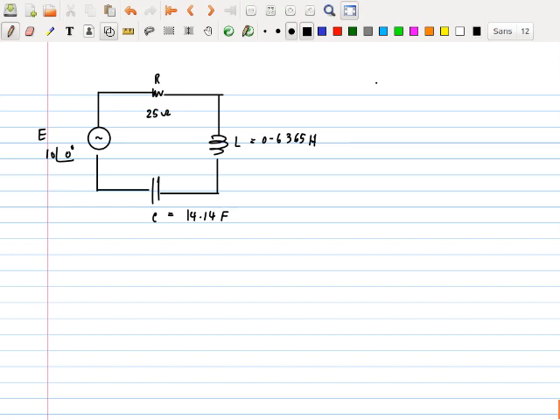14.14 farad. And they give you the frequency as 60 hertz. Right? Which means what? Frequency 60 hertz means omega is what? 2 times pi times f. That turns out to be 377 radians per second. Now we have to transform this into an AC circuit.